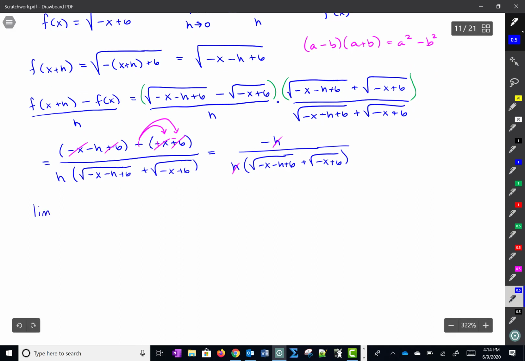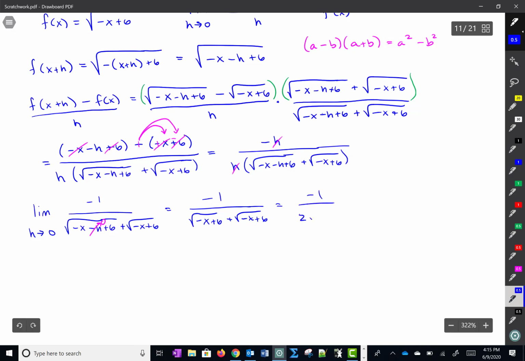At this point, we're ready to take the limit as h goes to 0. And what happens is, well, let me copy this first and then I'll tell you. All right, so what happens is when h goes to 0, only this little term right here goes to 0, which leaves me negative 1 over square root of negative x plus 6 plus the square root of negative x plus 6. The square root of negative x plus 6 appears twice, and when you add something 2 times, it's the same thing as 2 times that. And there we have it. There's our final answer.